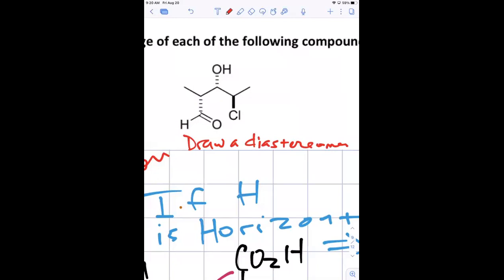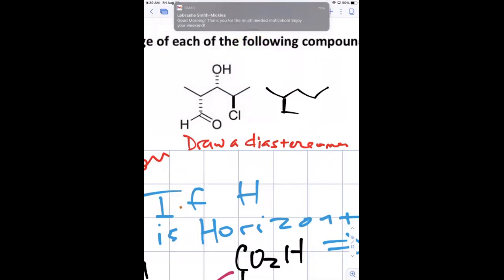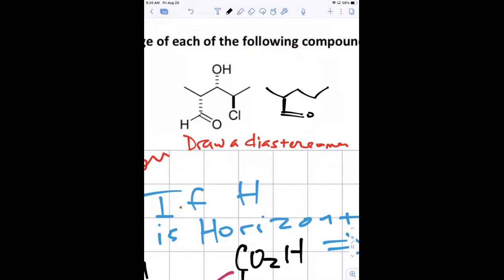So we would only have to change 1 of the 3 to get a diastereomer. So if I made that wedged, and then kept the other 2 the same, that would be a diastereomer. That's sloppy. You following? So the only thing I changed is this. Keep in mind the diastereomer is not a mirror image.